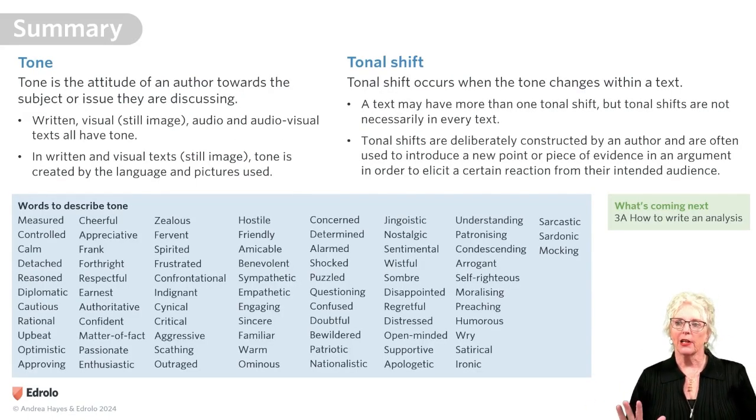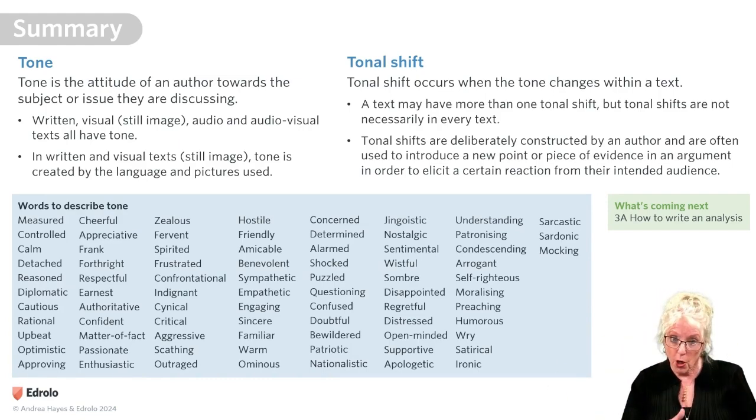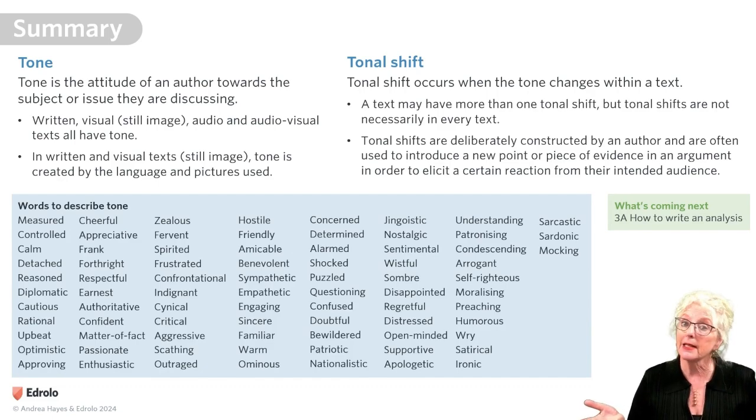Okay, so in a nutshell, tone is the attitude of an author to the subject or issue they're discussing. Written, visual, that's the still image, photographs or sketches, audio-visual texts, they all have tone. In written and visual text, still image, tone is created by the language and pictures used. Tonal shift refers to changes of tone within a text. Text can have more than one tone. Tonal shifts are not necessarily in every text. They're deliberately constructed. Often the tonal shift will come when new information is introduced.